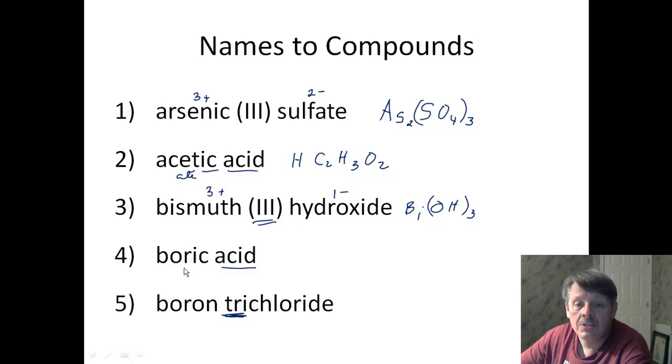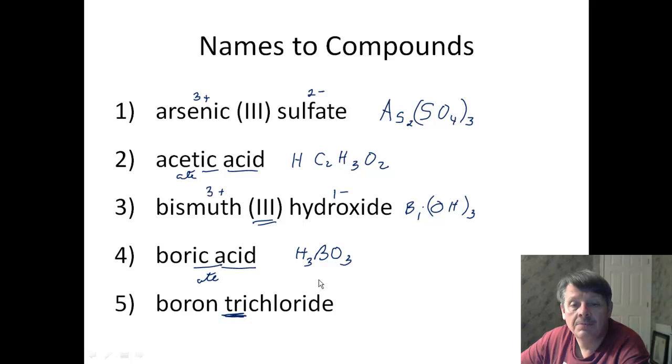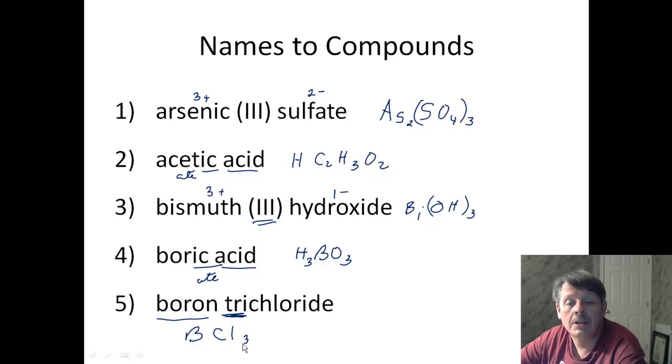How about boric acid? Well, it's an ic acid, so that means I'm looking for a borate. And borate is BO3. Acids always start with H. And BO3 has a 3- charge, so that means I have to have 3 hydrogens to offset it. And finally, number 5, which is the easiest to name because it's covalent, that looks for boron, and it only has 1. And then I need chloride, so that's chlorine, and there have to be 3 of them, so it's BCl3, because it's boron trichloride. That's what the tri means.